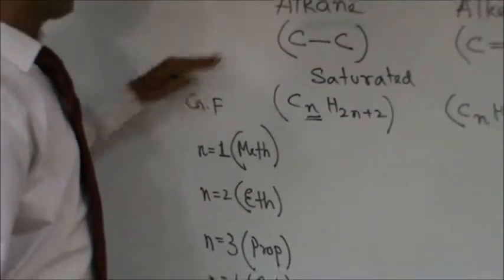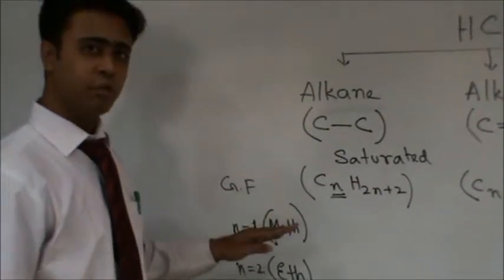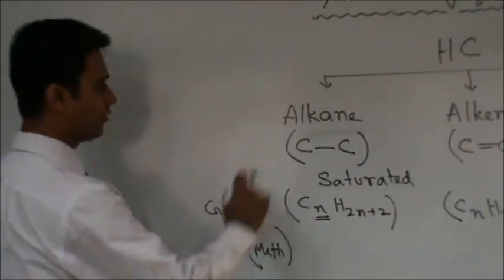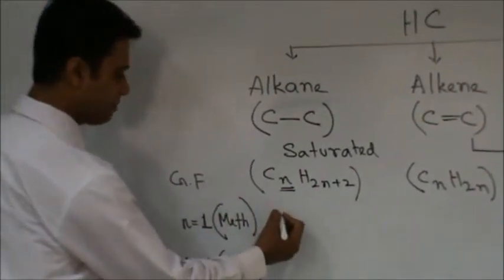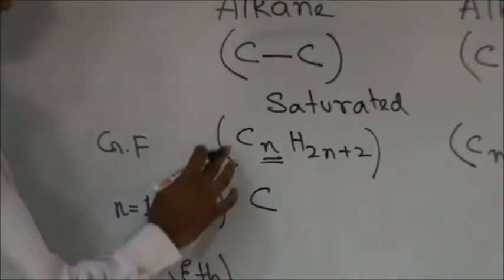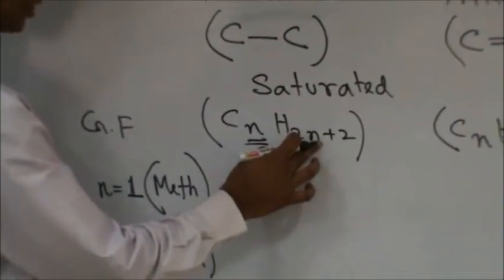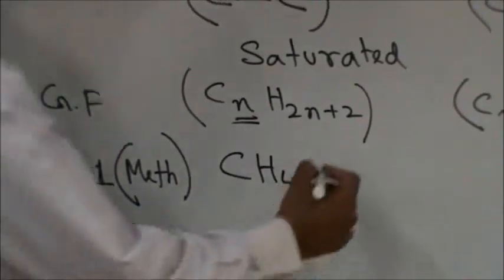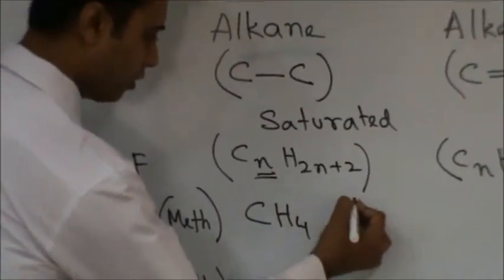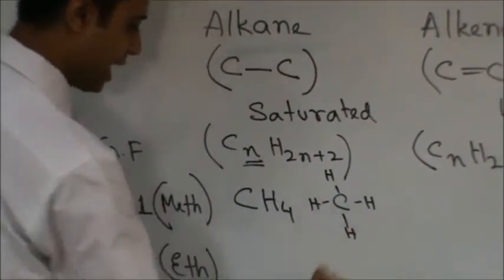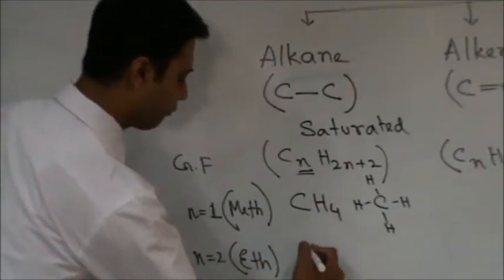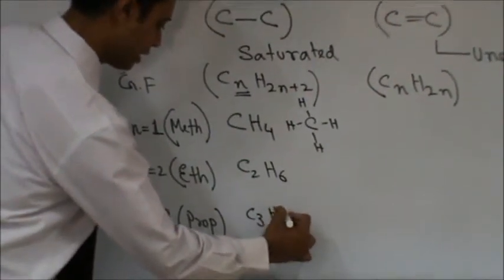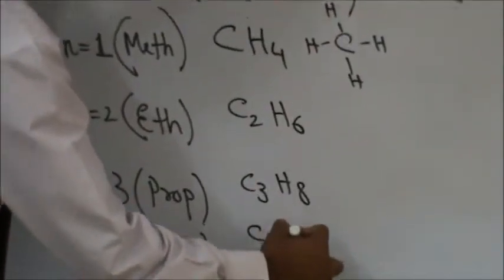Following the general formula of the alkane, alkene and alkyne, we can work out the molecular formula of the members of the alkane series. Let us work out the molecular formula of the first member of the alkane series. Since the number of carbon atoms is 1, the molecular formula will be C1H, 2 multiplied by 1 is 2 plus 2, that is 4. Therefore, the molecular formula of the first alkane is CH4. And the structural formula is 1 carbon bonded with 4 hydrogen atoms. Similarly, the molecular formula of the second alkane will be C2H6. For the third alkane it will be C3H8. For the fourth alkane it will be C4H10.